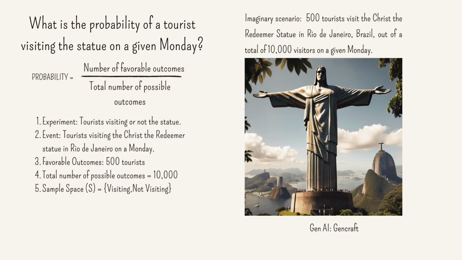The experiment is whether tourists visit the statue or not. The event is for tourists visiting the Christ the Redeemer statue in Rio de Janeiro on a given Monday. The favorable outcome is the imaginary 500 tourists. The total possible outcome is 10,000 people visiting Rio de Janeiro. The sample space will be visiting or not visiting.